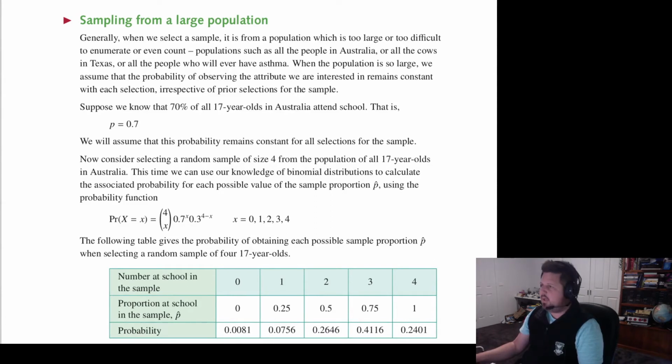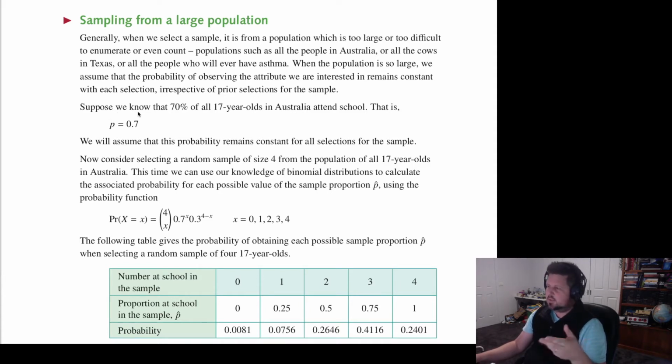Alright, the next part is sampling from a large population. Generally when we select a sample, it's because the population's too large and it would take too long to count, or be too difficult to get. When the population is so large, we assume that the probability of observing the attributes we're interested in will remain constant with each selection for the sample, irrespective of the prior selections.